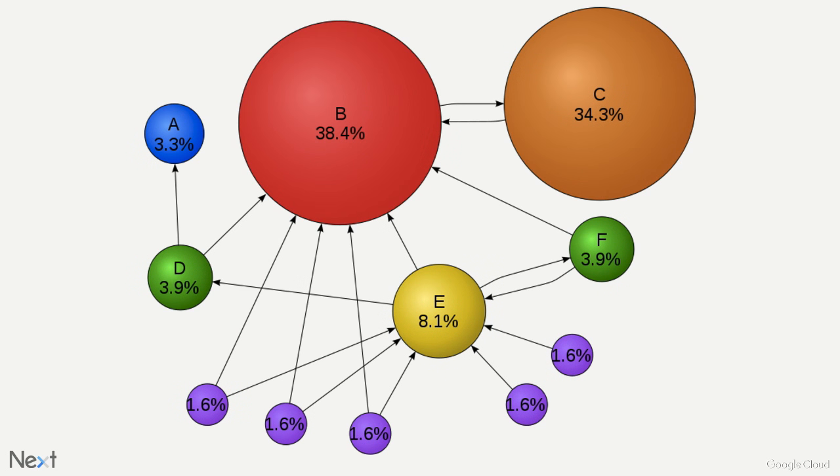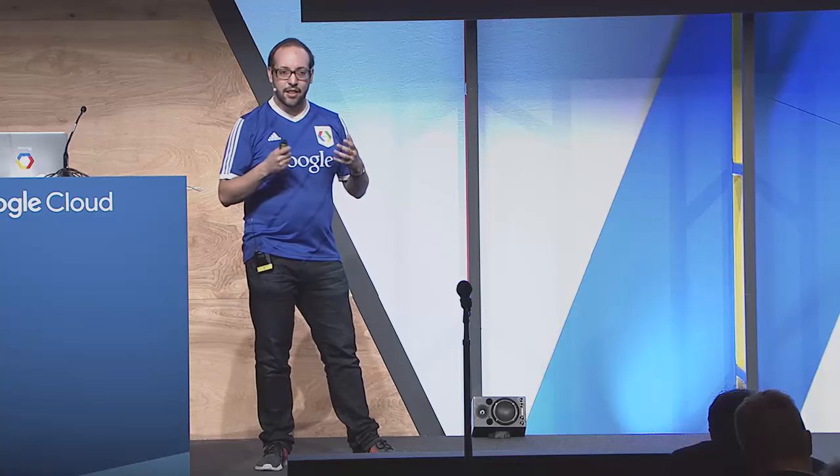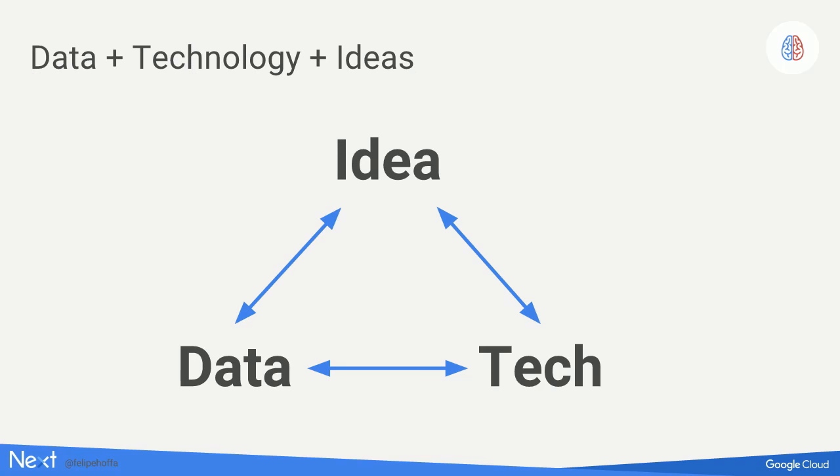the PageRank algorithm. And what I'm trying to show here is that with a new idea, PageRank, with the same data, collecting the whole web, and with a new generation of technology, the technology that Google used was pretty different to what everyone else was doing at the time. At the time, everyone was trying the biggest server possible. Google had new technology ideas, and you could do the same.